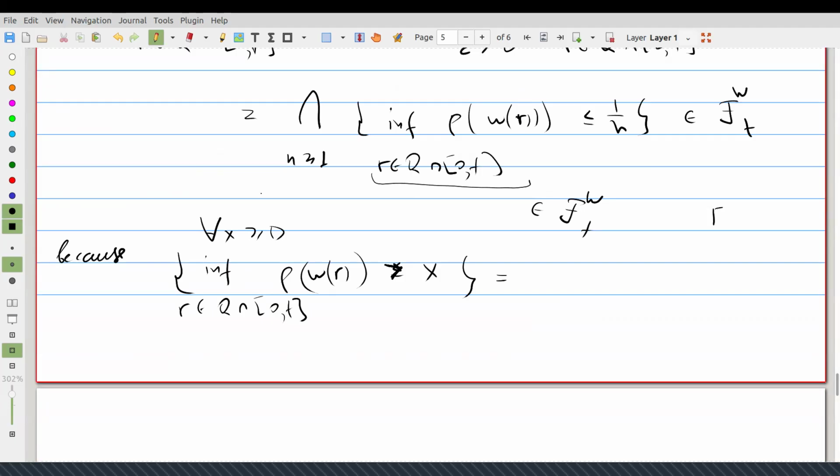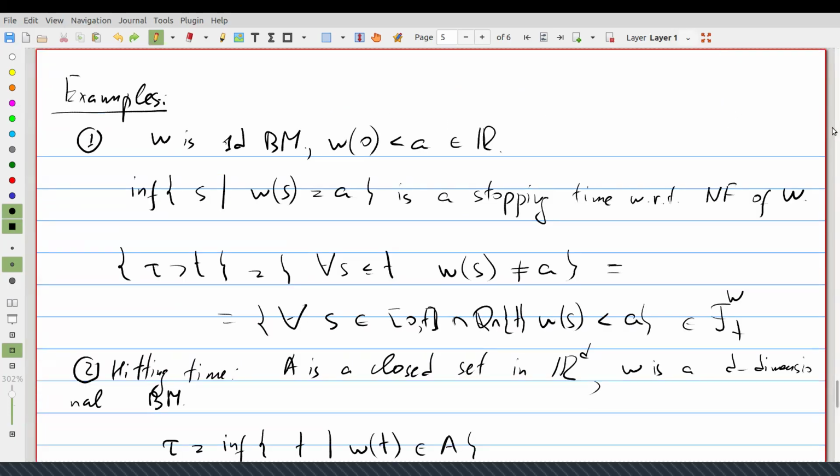Let's think which direction we should go. If the infimum is greater than x, maybe it's not sufficient. If the infimum over some set is less than x. Okay, let's start with this. So for the infimum to be greater than x, sorry.